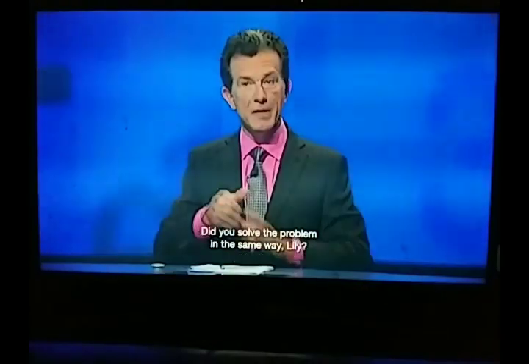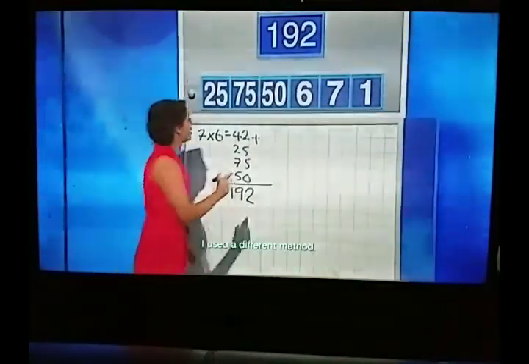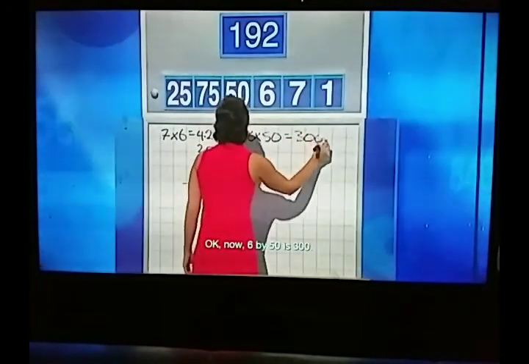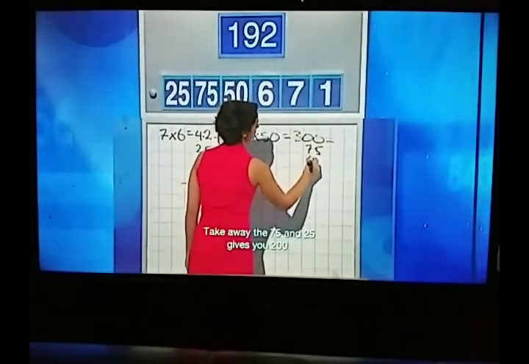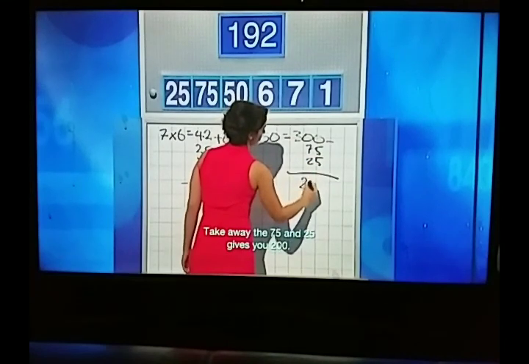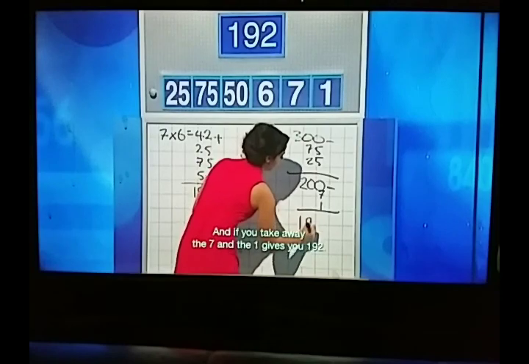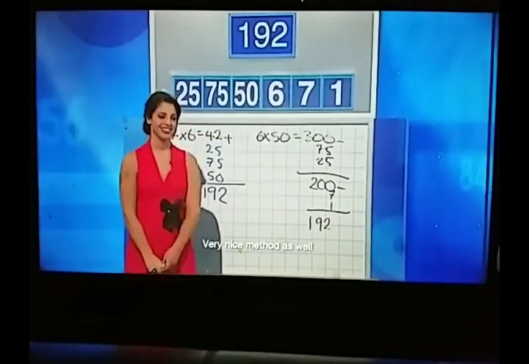Did you solve the problem in the same way, Lily? I used a different method. Okay, now 6 by 50 is 300. Take away the 75 and 25 gives you 200. And if you take away the 7 and the 1, it gives you 192. Very nice method as well.